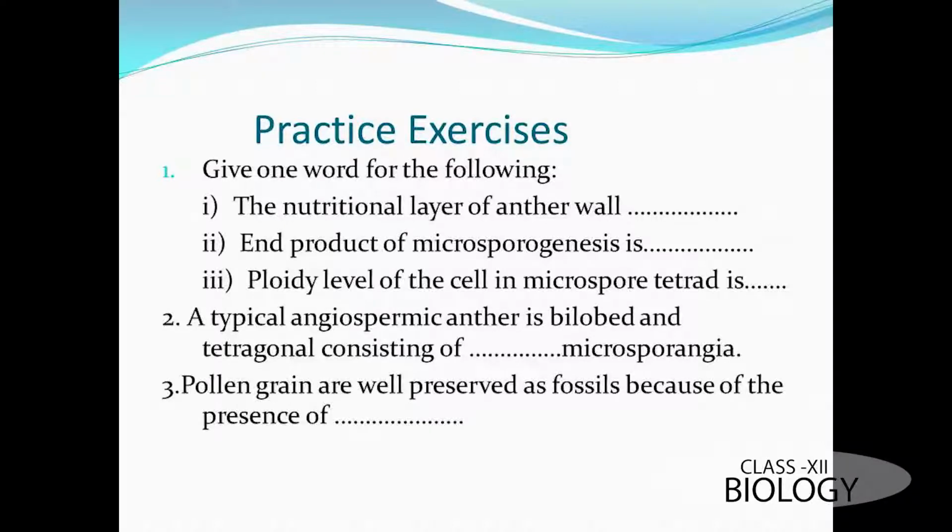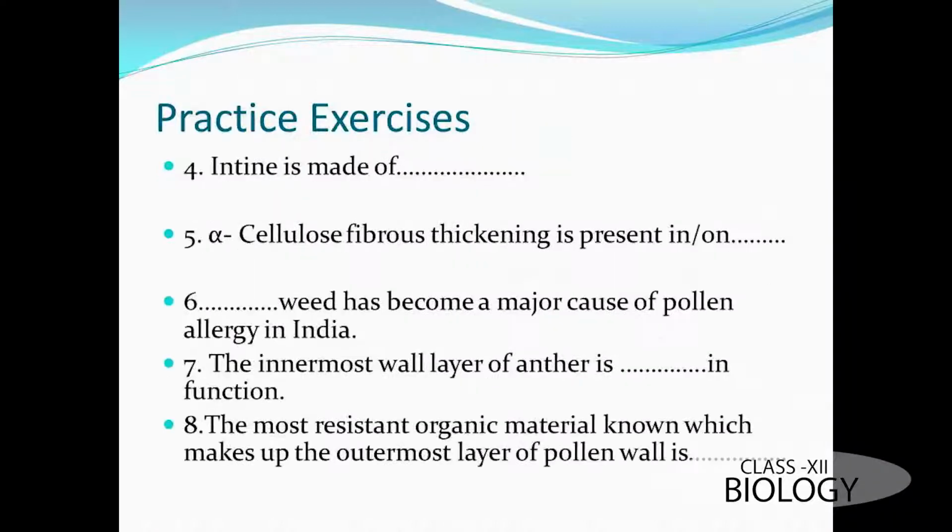Fourth, a typical angiospermic anther is bilobed and tetragonal consisting of dash microsporangia. Fifth, the pollen grains are well preserved as fossils because of the presence of dash. Sixth, intine is made up of dash. Seventh, alpha cellulose fibrous thickening is present in oblique on dash. Eighth, dash weed has become a major cause of pollen allergy in India. Ninth, the innermost wall layer of anther is dash in function.